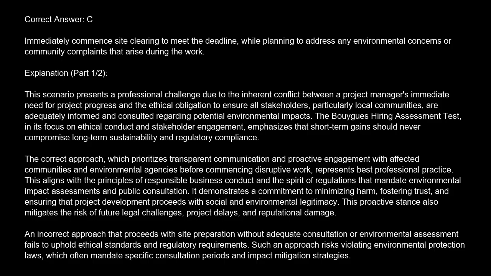It demonstrates a commitment to minimizing harm, fostering trust, and ensuring that project development proceeds with social and environmental legitimacy. This proactive stance also mitigates the risk of future legal challenges, project delays, and reputational damage. An incorrect approach that proceeds with site preparation without adequate consultation or environmental assessment fails to uphold ethical standards and regulatory requirements. Such an approach risks violating environmental protection laws, which often mandate specific consultation periods and impact mitigation strategies.